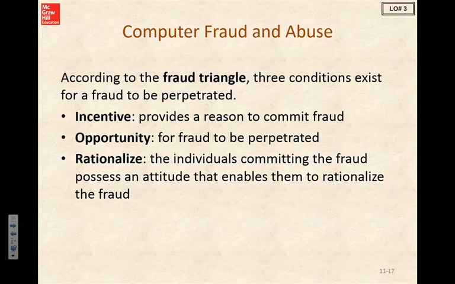According to the fraud triangle, there must be three conditions present for a fraud to be perpetrated, and those being incentive, there's got to be a reason to commit the fraud, opportunity, there has to be an opportunity for the fraud to be perpetrated, and there's usually a way that the offender will rationalize. Going back to our other example, whether it's your debit card information that crooks are after or your personal identity information, they can sell it to others for personal gain.